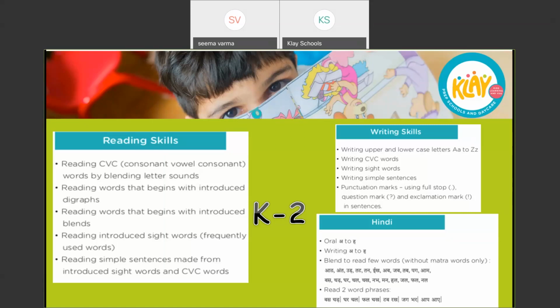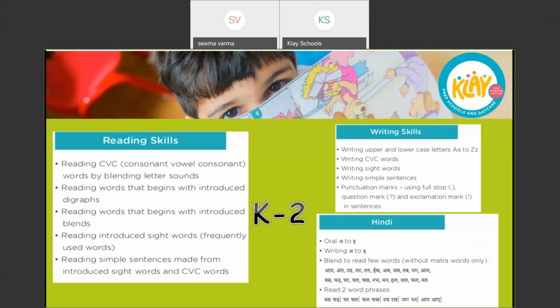And moving on from reading skills to writing skills. Many a time, and I would go back to the slide to share a little bit more, we start with lowercase and then move to uppercase. But here in K2, children are writing both uppercase and lowercase letters from A to Z. They are able to write CVC words, sight words, simple sentences, and they are also able to punctuate their small passages and sentences with full stop, question mark, exclamation mark.